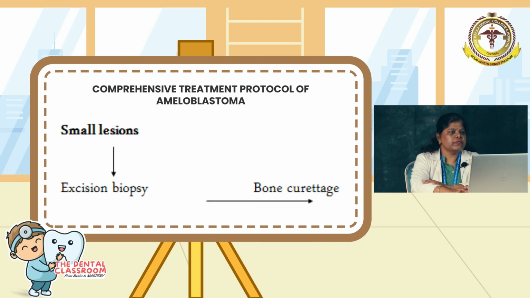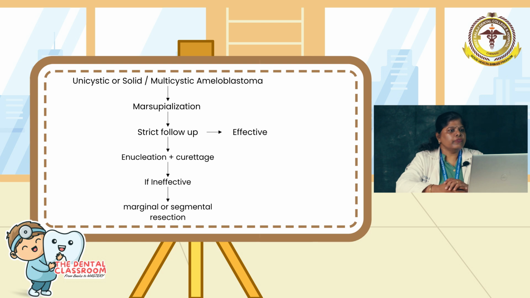So, the comprehensive treatment includes the protocol of ameloblastomas. In case of small lesions, excisional biopsy has to be done followed by a bone curettage. In case of unicystic or a solid multicystic ameloblastoma, marsupialization can be done with strict follow-up in effective cases, but mostly enucleation with curettage is followed in recent times. If ineffective, it might proceed to a marginal or segmental resection.